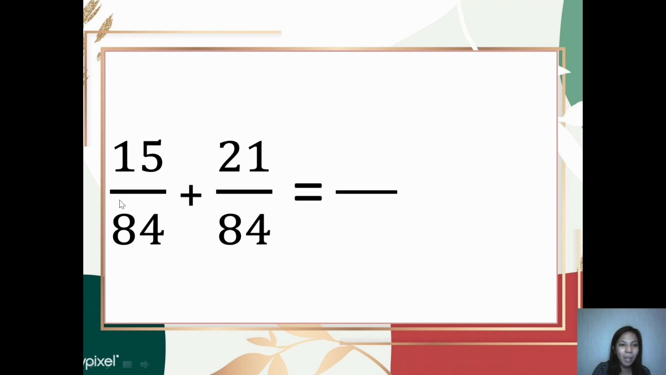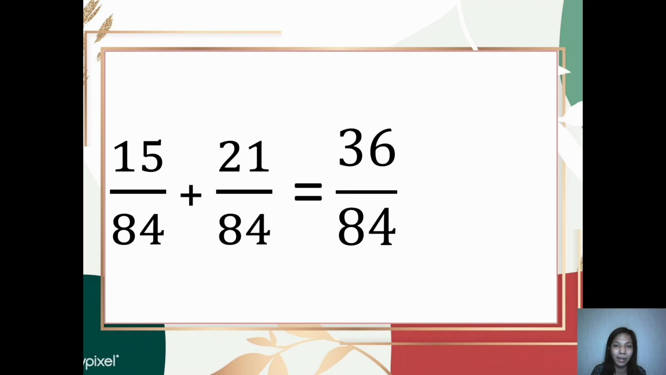So the same denominator, just copy. So 15 plus 21, 36. Okay, then copy the denominator. Alright? So 36 over 84. Is there any number that you can think of that is divisible into both 36 and 84? The highest divisible number? Okay, what do you think is the answer? I mean the number?